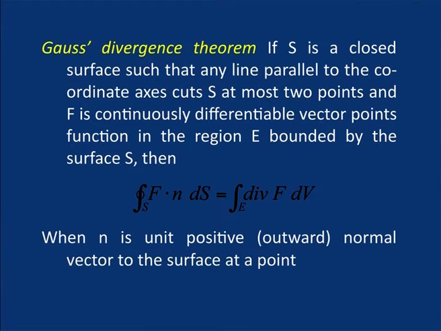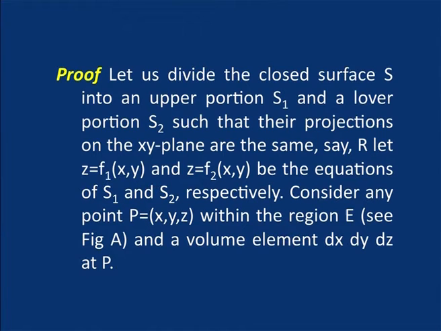Here n is the unit positive outward normal vector to the surface at any point. Proof of the theorem is as follows. Let us divide the closed surface S into an upper portion S1 and a lower portion S2 such that their projections on the xy plane are the same.